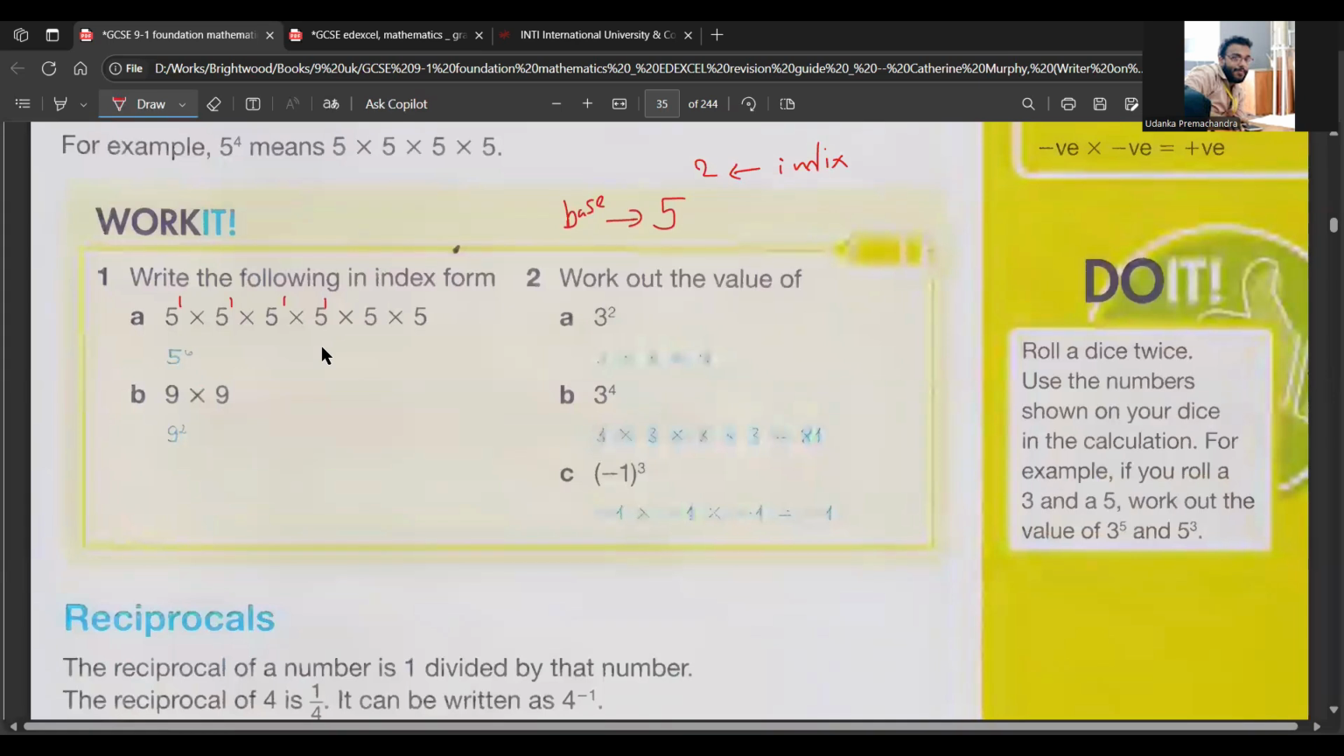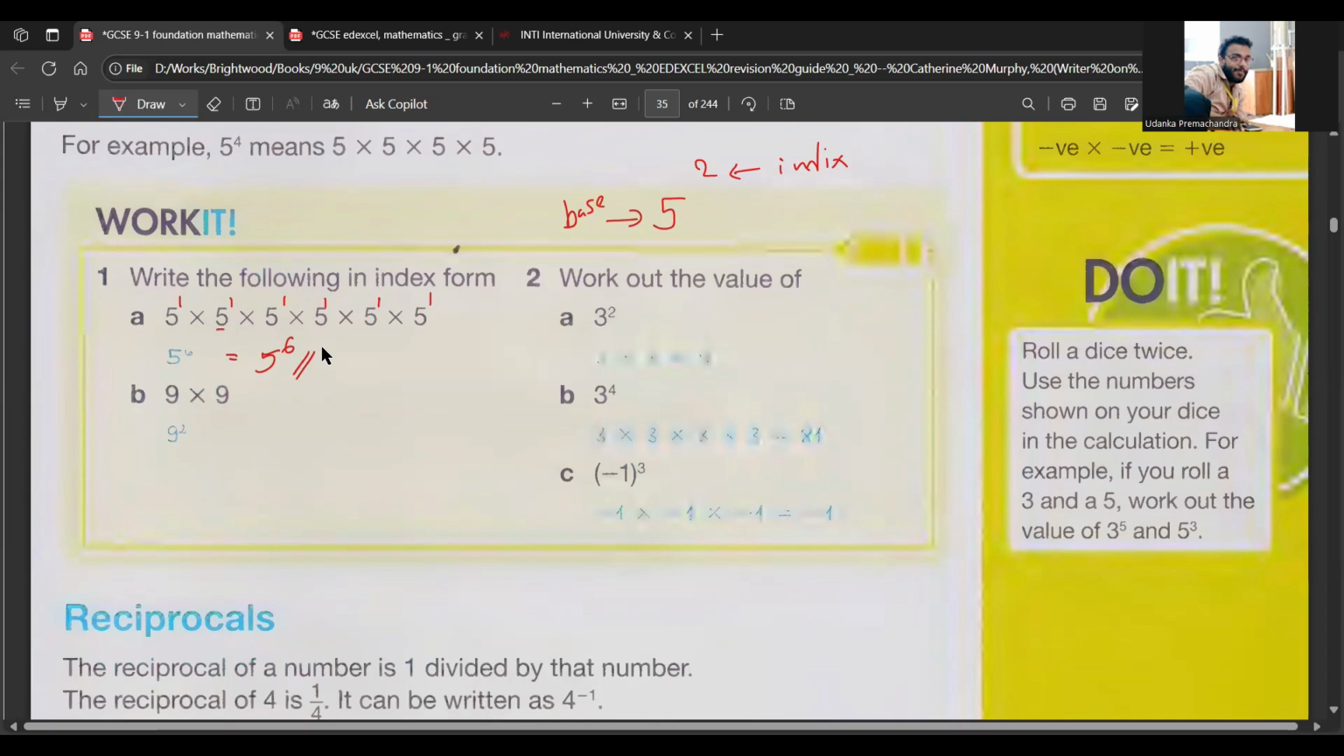Now, when you multiply with the same base, what do you do? You can add the indices, no? If the base is equal, you can add. 5 to the power, here 1, 1, 1, 1. How many ones? There are 6. So the final answer should be 5 to the power 6. Is that clear? Yeah.